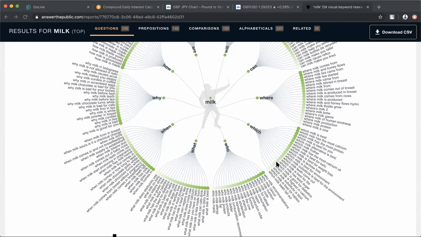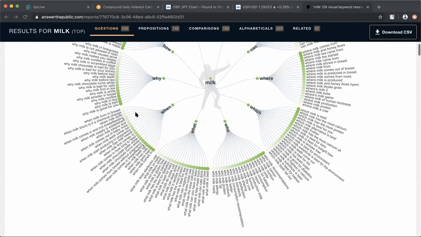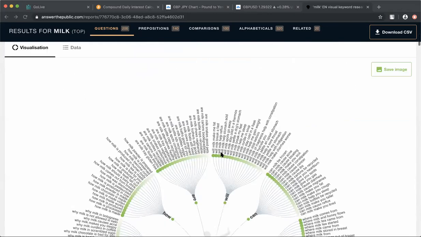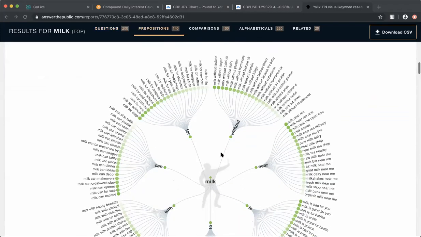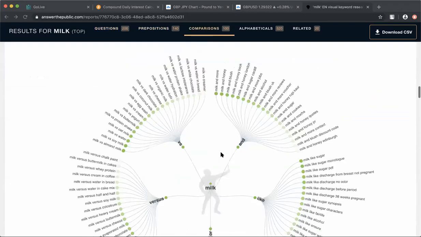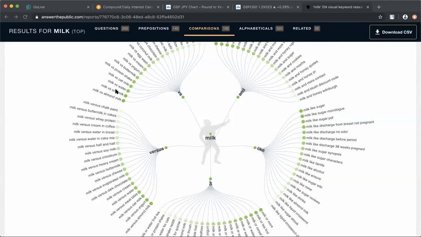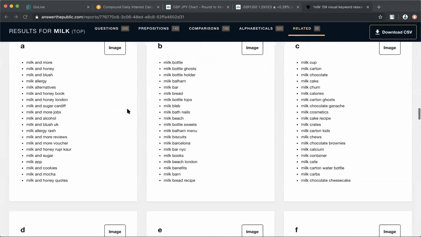This page is definitely lit. I love this page. It gives you some perspective on what to talk about and what people are looking for. And it's pretty ill. Milk versus soy milk versus almond milk.